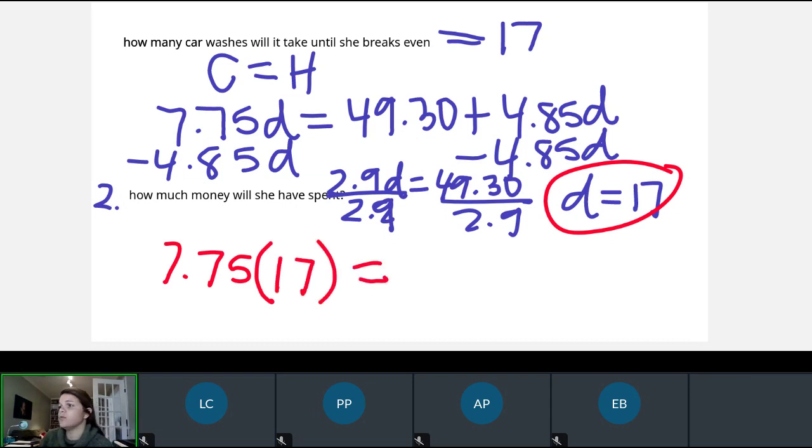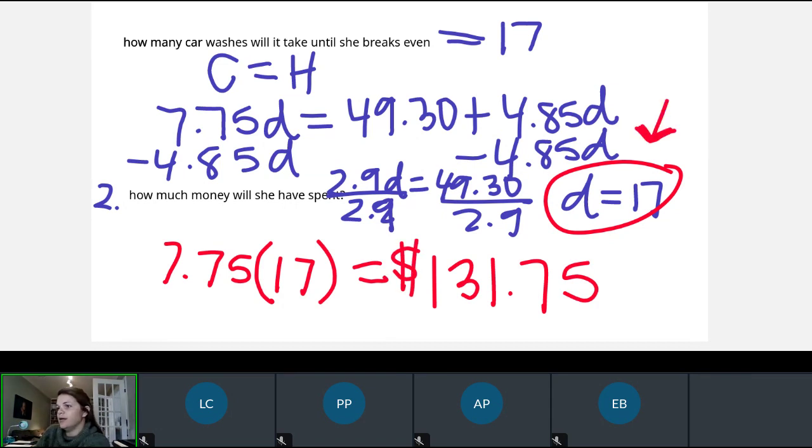Okay, they should be equal, right? We figured out when are they equal. So when I do that, I'm going to get $131.75. All you're doing is taking your X value, plugging it in, and getting a Y value. Okay, so when you think you've got it, your second part, raise your hand, and I will let you know.